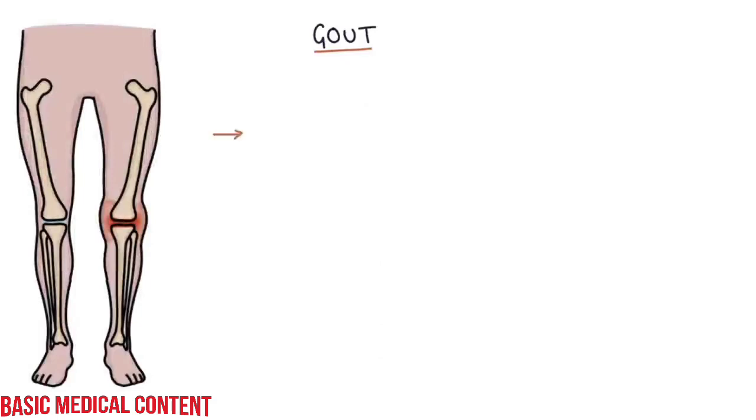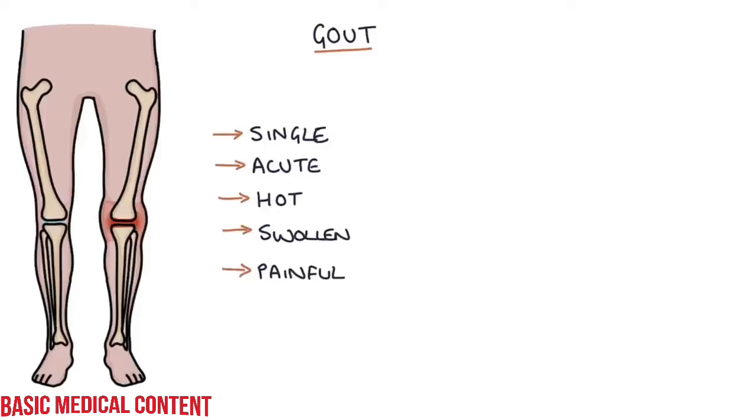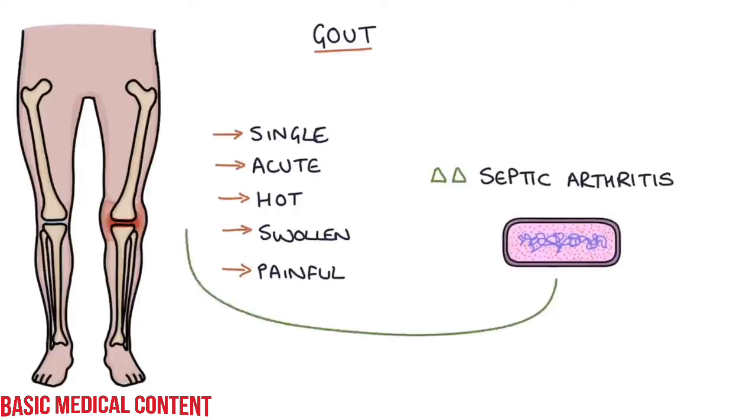Gout typically presents with a single, acute, hot, swollen, and painful joint. The obvious and extremely important differential diagnosis is septic arthritis. Septic arthritis is quite dangerous to the joint and can be very destructive. So it's important to treat a hot, painful, swollen joint as septic arthritis initially until it's proven not to be related to an infection.